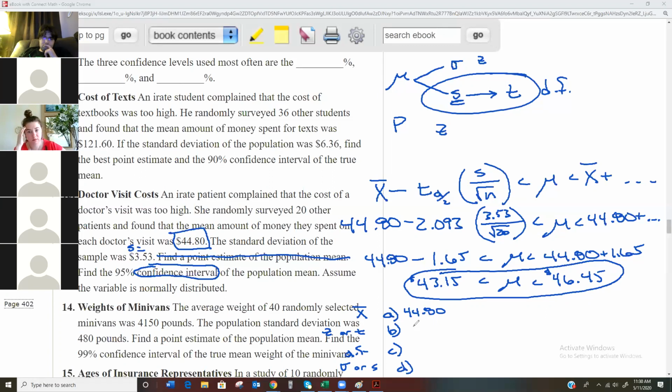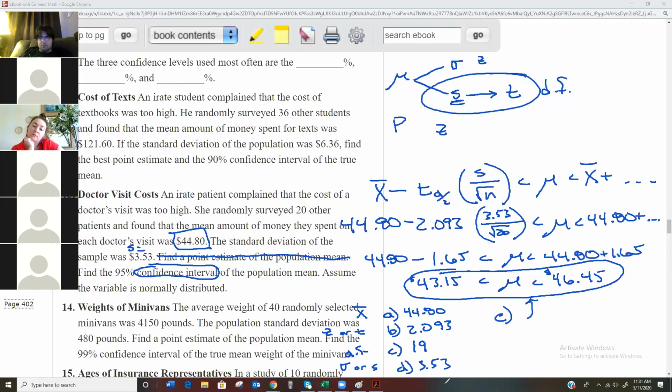$2.093. Yep. So you'd look for the answer that had 2.093. And then degrees of freedom, you'd look for the one that had 19. You got it. For this one, it'll usually have like 19 or 20 as the choices. So just make sure you're picking the degrees of freedom 19, not the sample size 20. And then for your S, you're going to pick the one that has 3.53, and then E will be your answer.